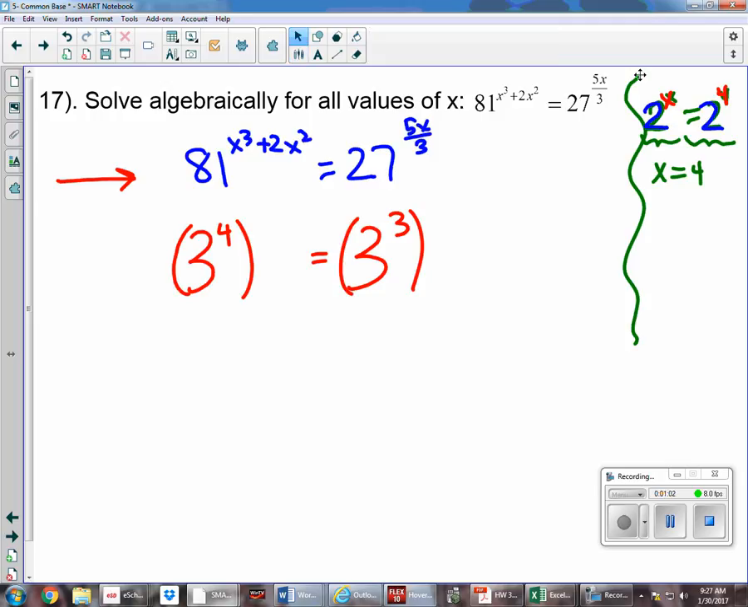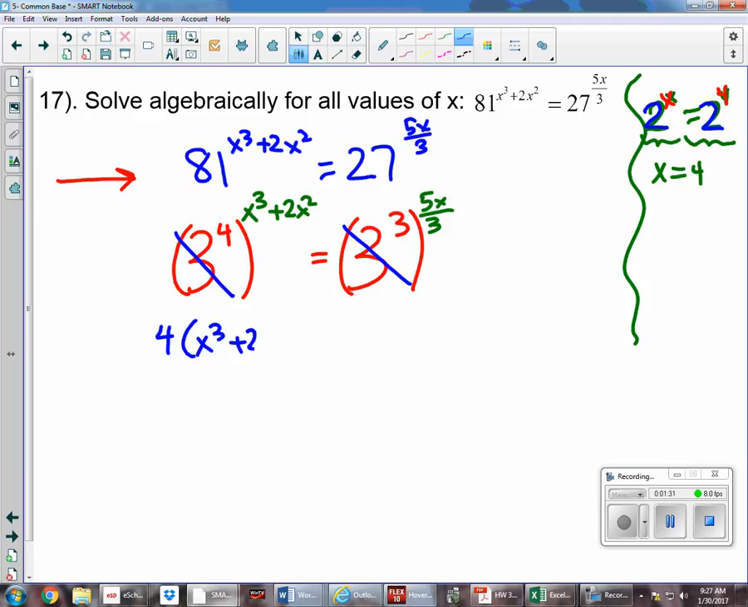I chose the base of 3 because 81 could be rewritten as 3 to the fourth power. And I still have that exponent, x cubed plus 2x squared. 27 is 3 to the third power, and I would still have that exponent of 5x over 3. So now if I'm going to solve, my bases are equal. I have a 3 in both sides of the equation for the base. What's left is a 4 times x cubed plus 2x squared on the left side, and a 3 times 5x over 3 on the right side.